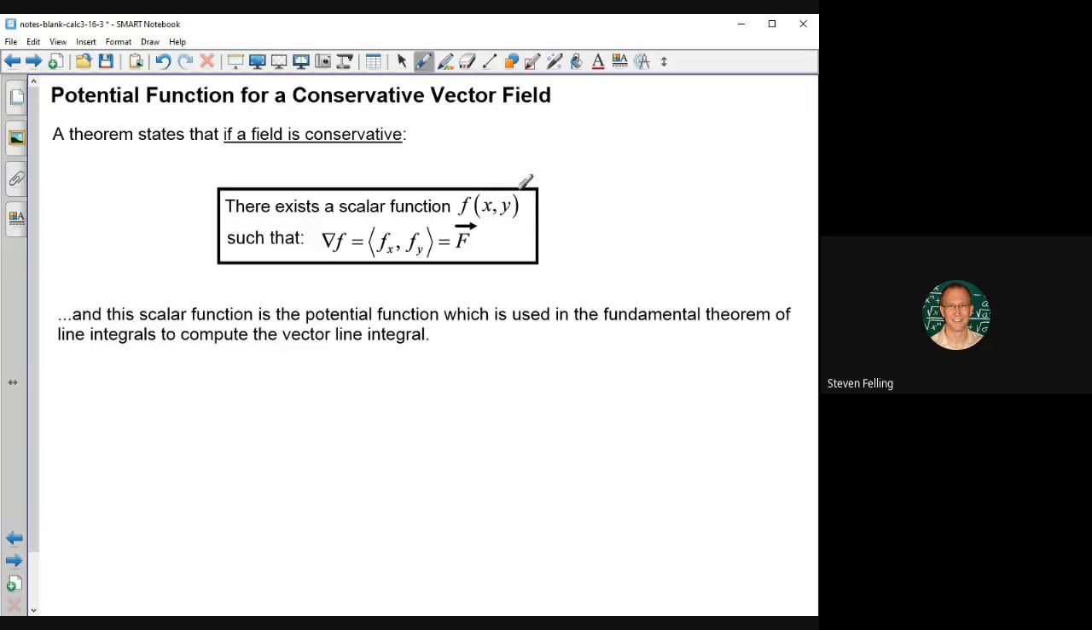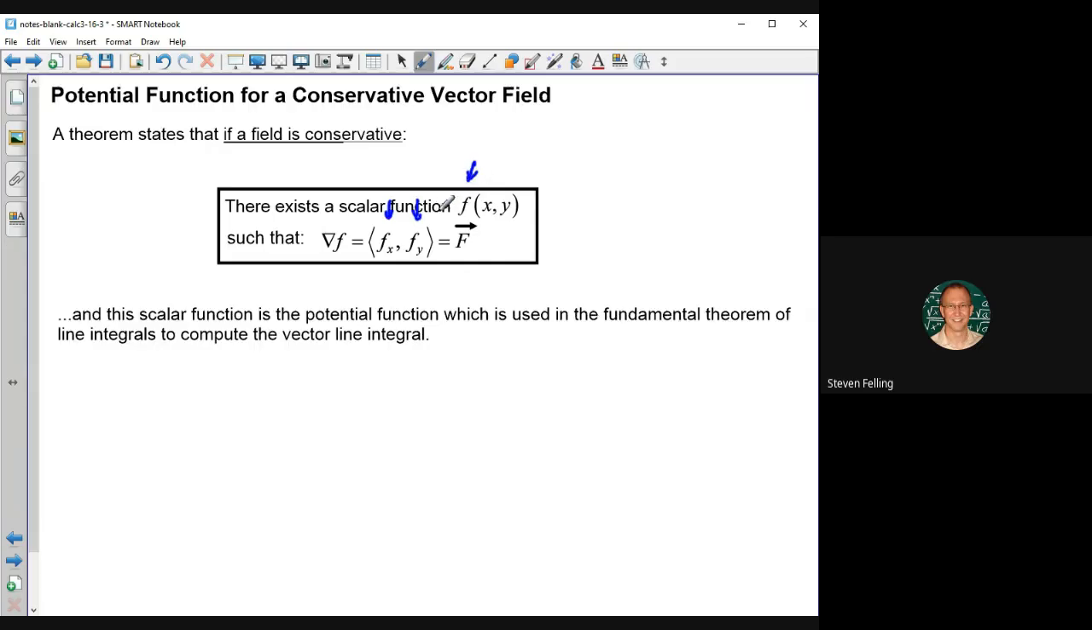Since we have an x and a y component, the derivative of the potential function is the gradient. If we take the gradient of f, which is the partial derivative in the x direction for its x component and the partial derivative of the potential function in the y direction for its y component, then that would be set equal to the vector function. So if we can find such a function where the partial derivatives for x and y match the x and y components of the field, then we can use this potential function just to plug in start and endpoints to evaluate.